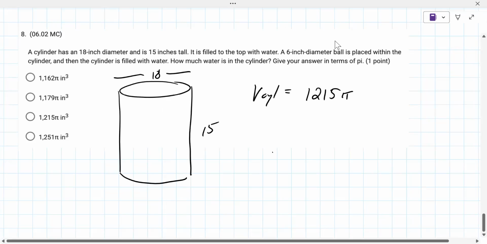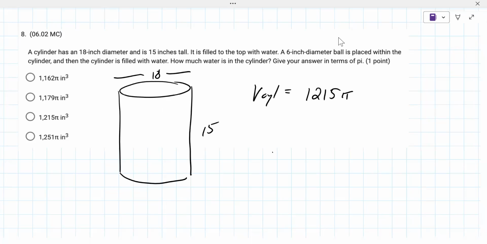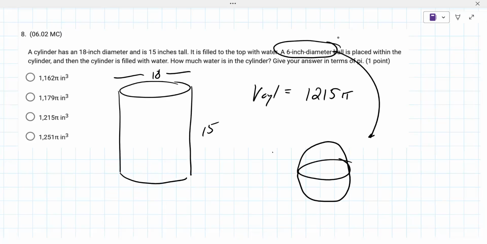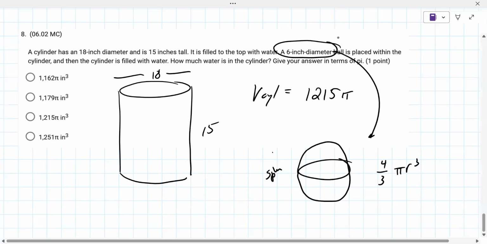So now it says a 6-inch diameter ball is placed within the cylinder, and then the cylinder was filled with water. So we need to find the volume of this thing. I'm assuming it'd probably be like a sphere. So it's 4/3 pi r cubed. Yeah, so go ahead and calculate that in terms of pi, and your answer will have pi in it, please. 3 cubed.